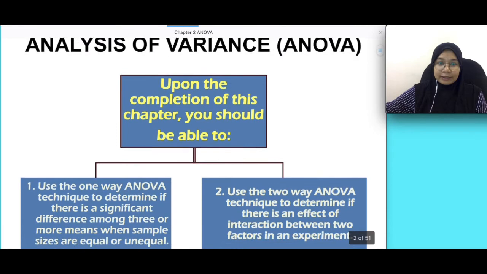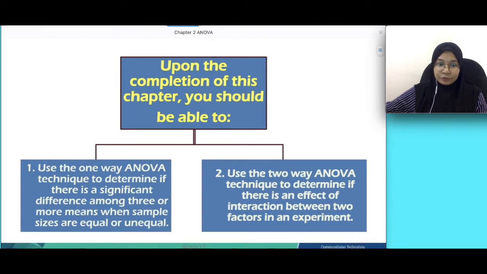At the end of this chapter, you should be able to use one-way ANOVA to determine if there is a significant difference among three or more means. And another one is to use the two-way ANOVA. So we will have one-way ANOVA and two-way ANOVA.